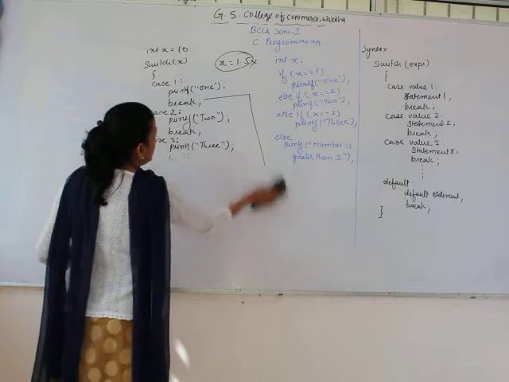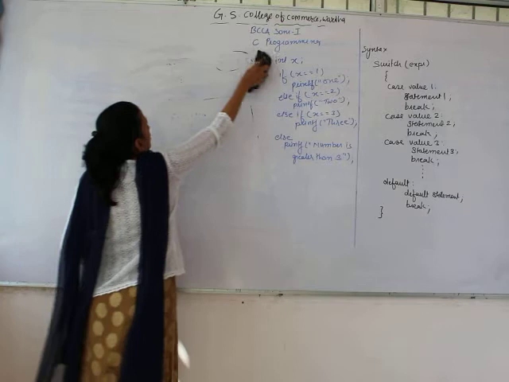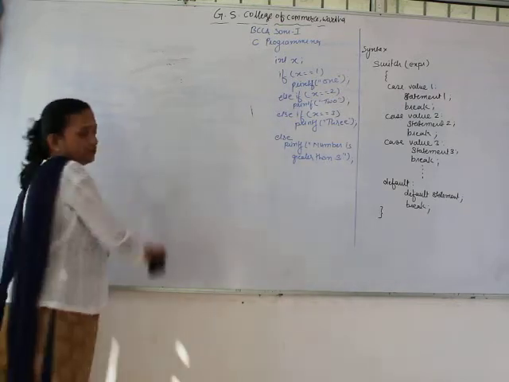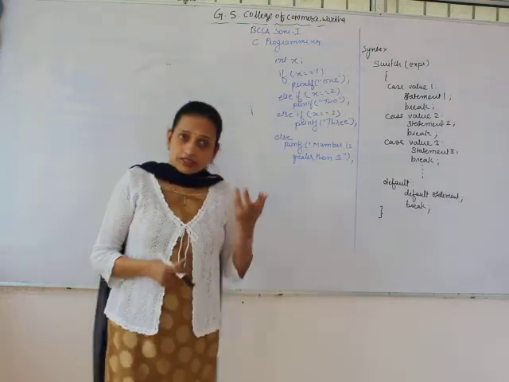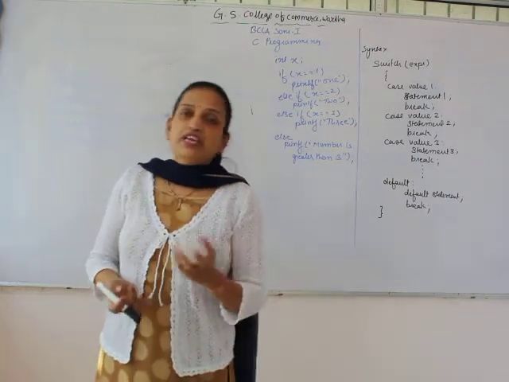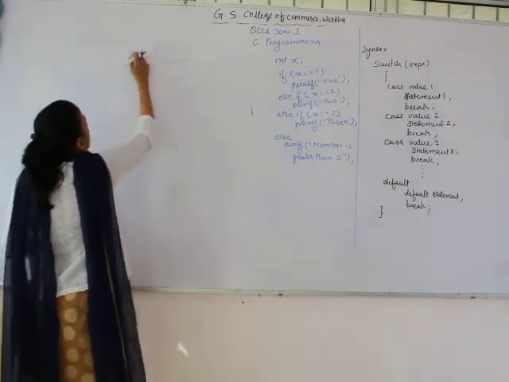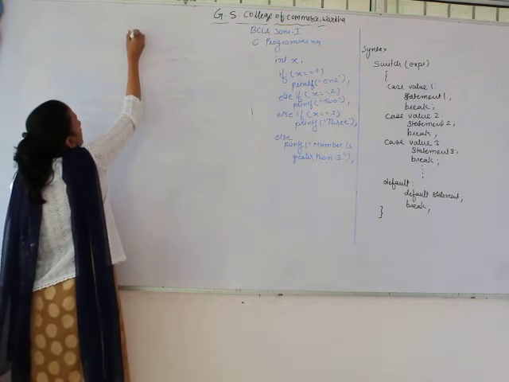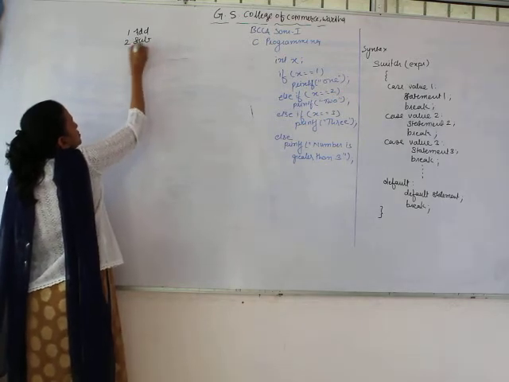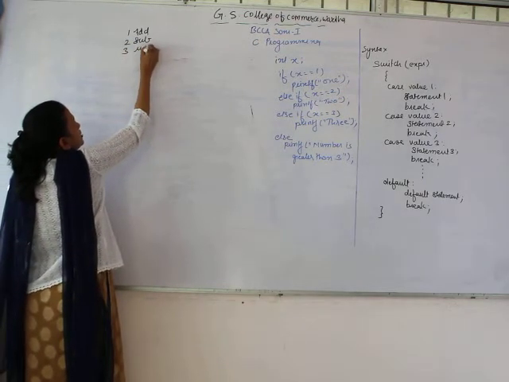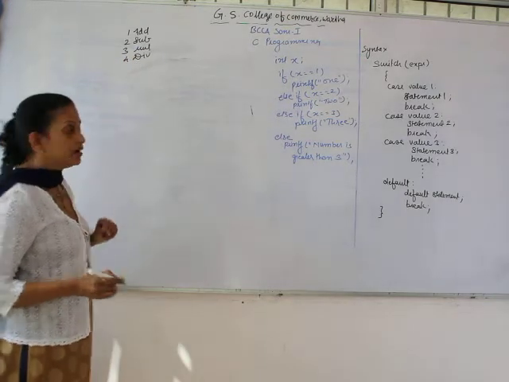So here I am taking the example of addition, subtraction. Here we are performing some arithmetic operation by giving the choice by the user. So here the choices are: 1 is for addition, 2 is for subtraction, 3 is for multiplication, and 4 is for division. Okay, so here I am going to write a program.